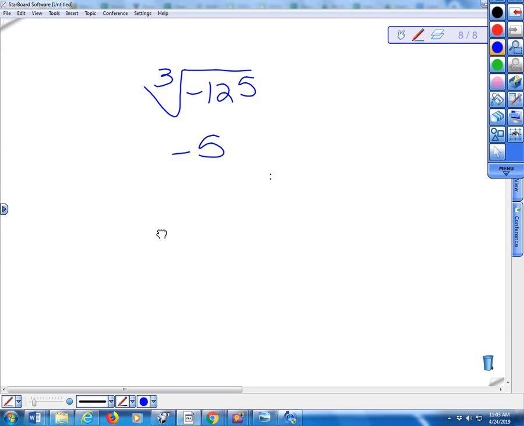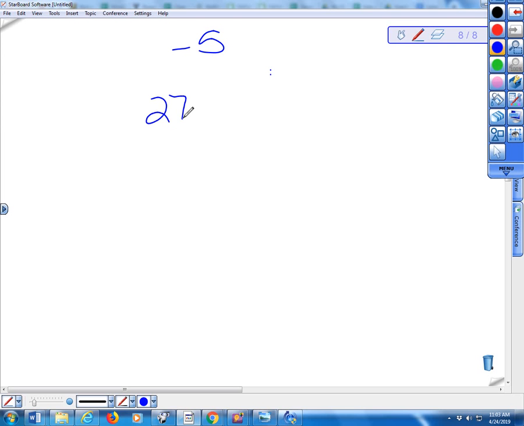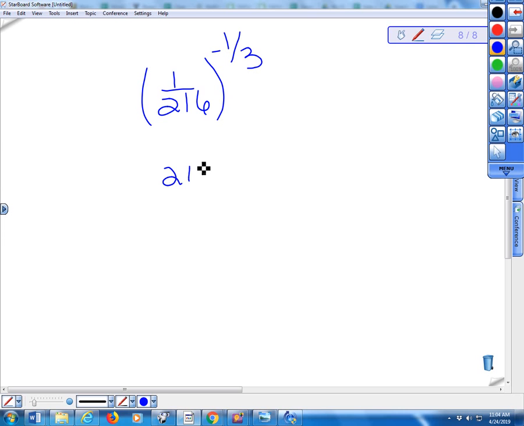Next one is 27 to the 2/3 power. So this just means the cube root of 27 squared. The cube root of 27 is 3, and 3 squared is 9. 4th root of 81, that's just 3. And 1 over 216 raised to the negative 1/3. Well, the negative means flip it, and then 1/3 means it's a cube root, and the cube root of 216 is 6.